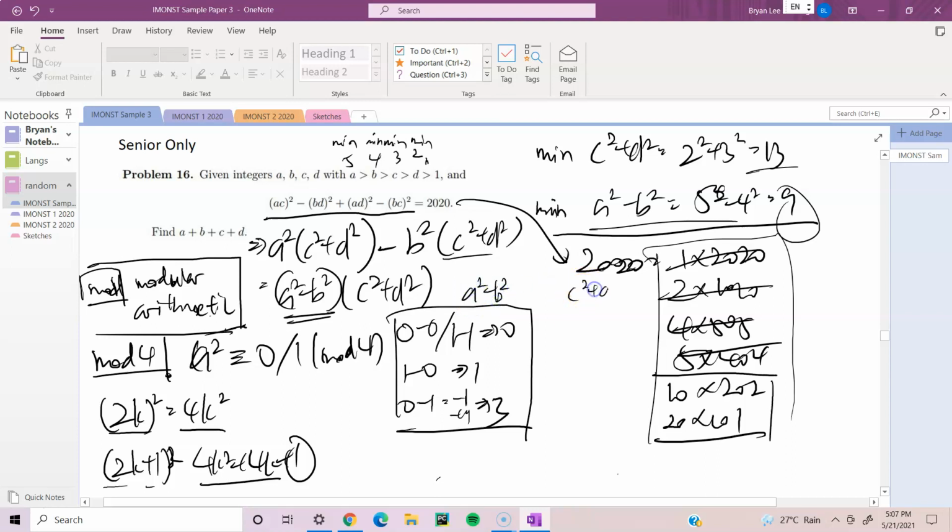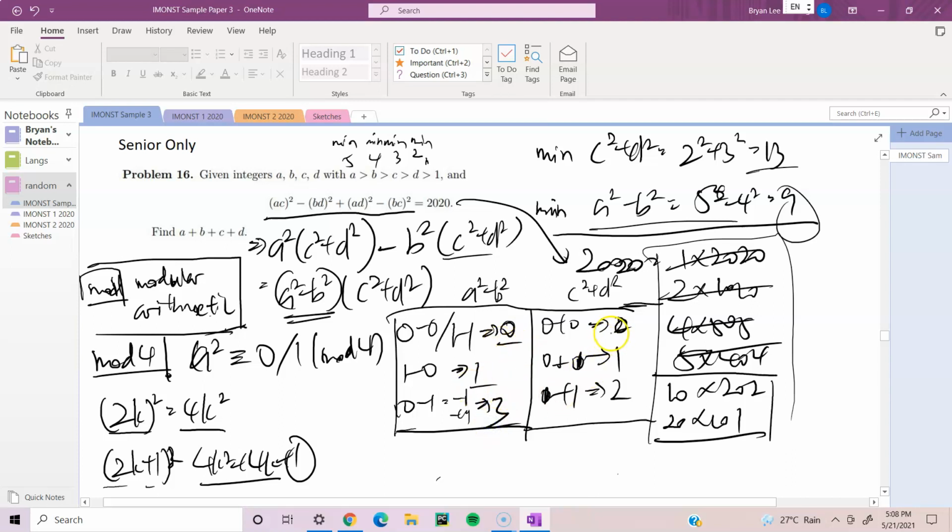So for c squared plus d squared, what are the possibilities of the result when divided by 4, the remainder, okay? We will have 0 plus 0 equals 0. We have 1 plus 0 equals 1. 1 plus 1 equals 2. And then that's it. No more, okay? So as we can see, for a squared minus b squared, the remainder when divided by 4 must be either 0, 1, or 3.